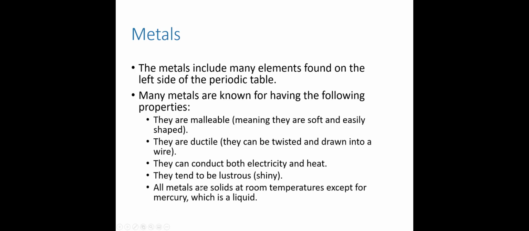Every metal is a solid at room temperature, with the exception of mercury, and mercury is a liquid at room temperature. There are some borderline cases. For example, gallium. Gallium, if you were to pour it in your hand, would melt because its melting point is just above room temperature but below body temperature.